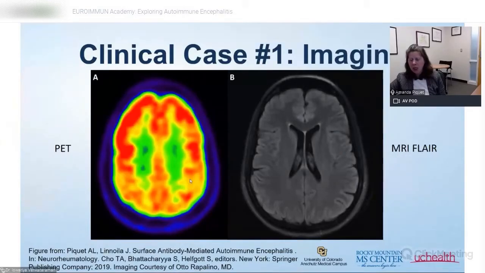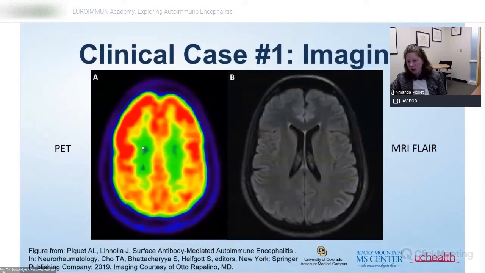So here in panel B is her brain MRI. And as you could see here, it is essentially normal. In panel A, this shows you the abnormal brain PET scan that she had. And what this demonstrates is posterior hypometabolism, which is a common finding in this particular antibody. And so what this represents, you have the red and the orange areas indicating the highest degree of hypermetabolism, we call it. Yellow is intermediate metabolism, and then the green and blue areas correspond to low metabolic activity.